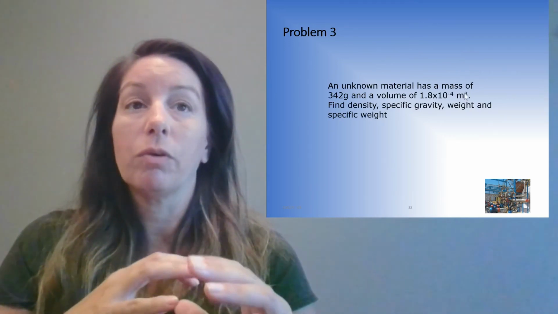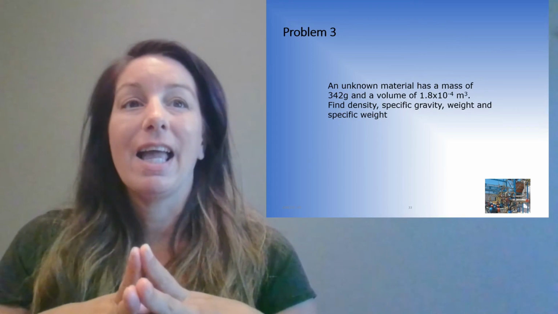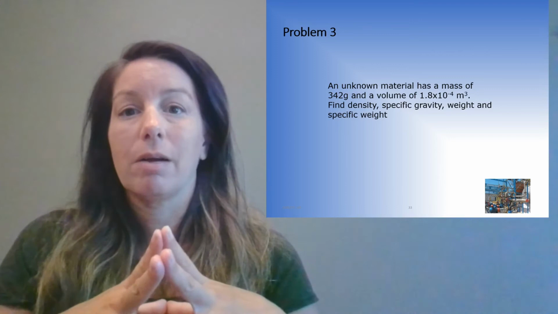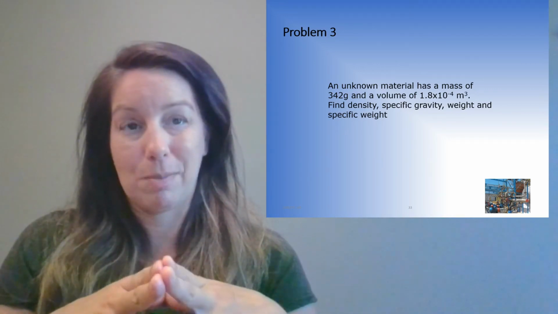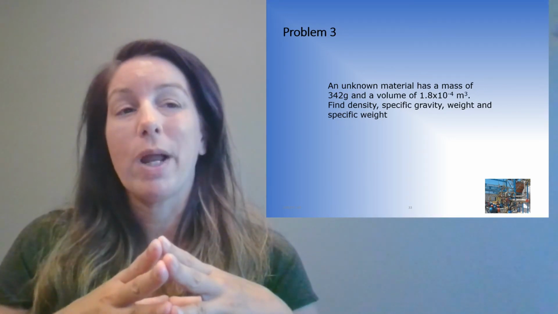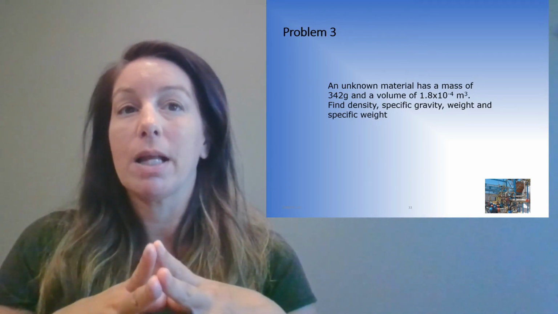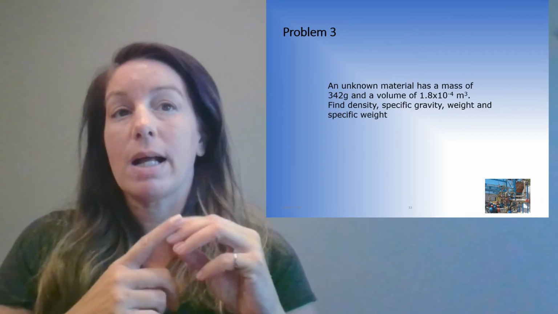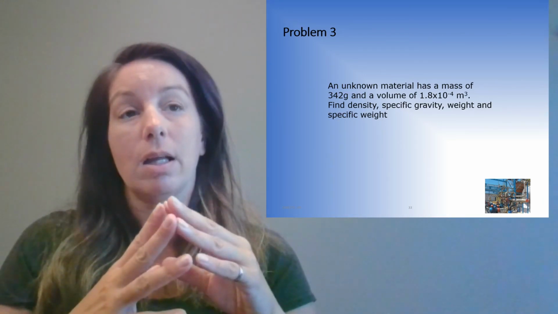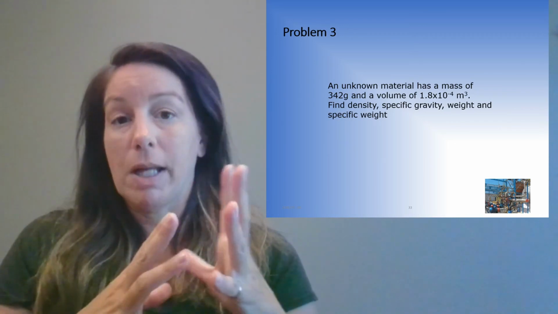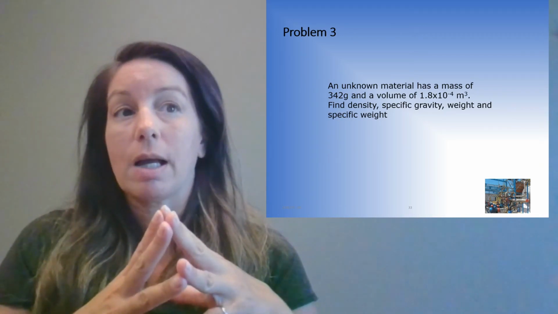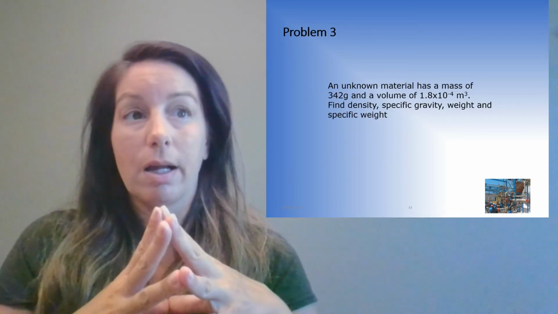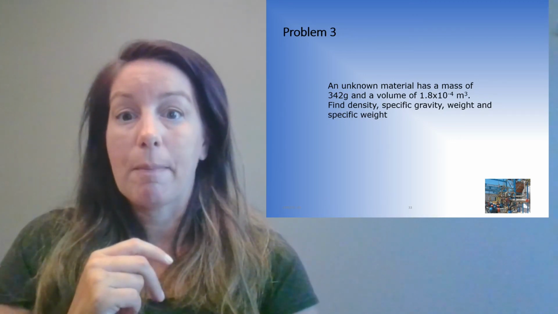Problem 3 that we'll go through, and again, you guys should go through it too. An unknown material has a mass of 342 grams. Now remember, it's grams, not kilograms that we talked about. And a volume of 1.8 times 10 to the negative 4 cubic meters. Find its density, its specific gravity, its weight, and specific weight. So that's density, that's rho, specific gravity is that dimensionless quantity. The weight should come out in kilograms or grams in this case, depending, just be clear. And the specific weight, that's gamma.